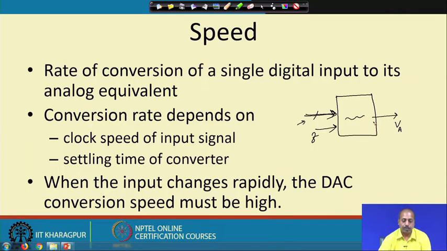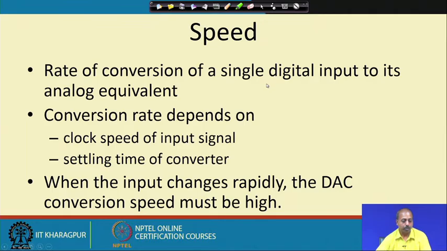So, that is why this conversion rate will also depend on the settling time of the converter, and when the input changes rapidly, the DAC conversion speed must be high. This is particularly true when we have some high end microprocessor or microcontroller which can produce output at a very high rate. Then the DAC that we take should also be able to cater to that particular speed. So, that is why the choice of DAC is application dependent, and we have to be careful there.